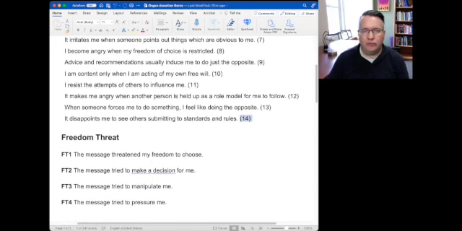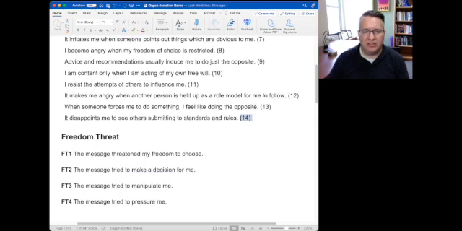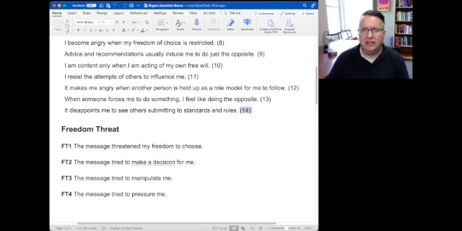Then we have 4 freedom threat items. The message threatened my freedom to choose; the message tried to make a decision for me; the message tried to manipulate me; and the message tried to pressure me. I don't think there's anything unusual about that. I've used this variable a handful of times, and it seems a very effective and reasonable variable.